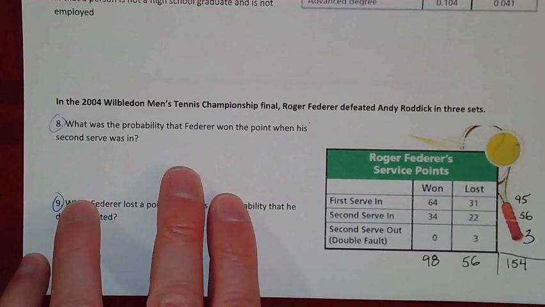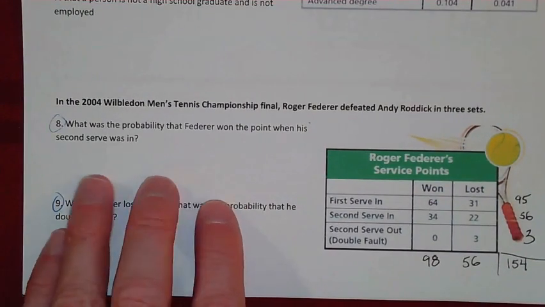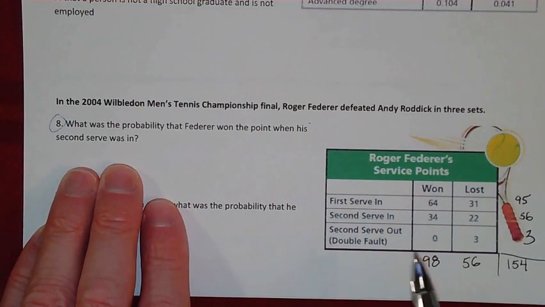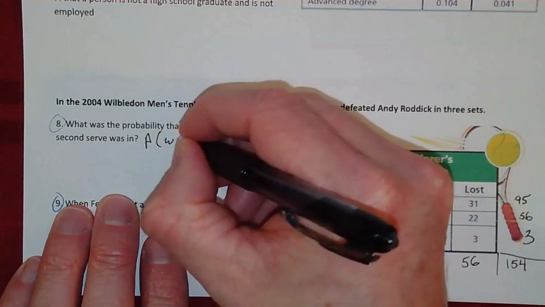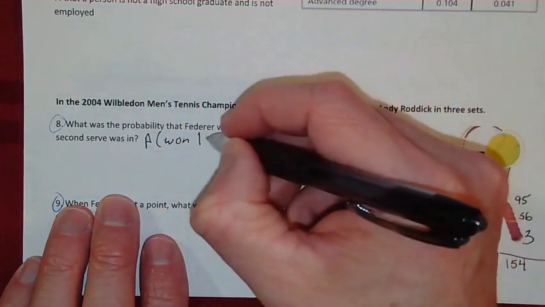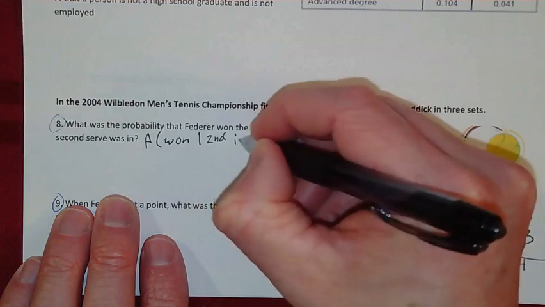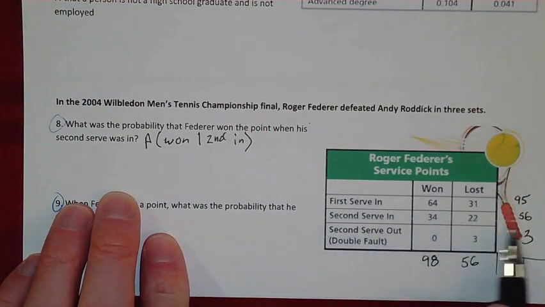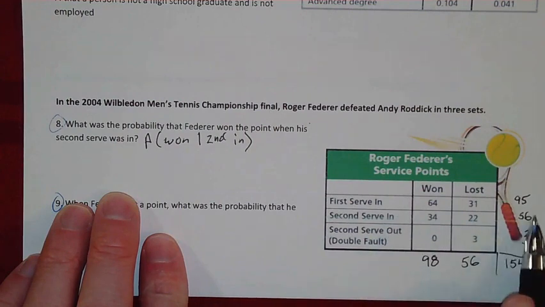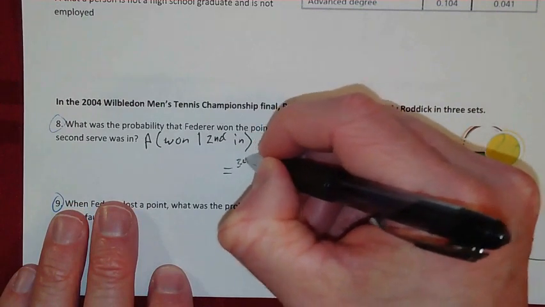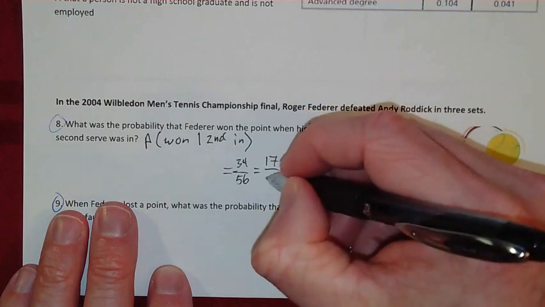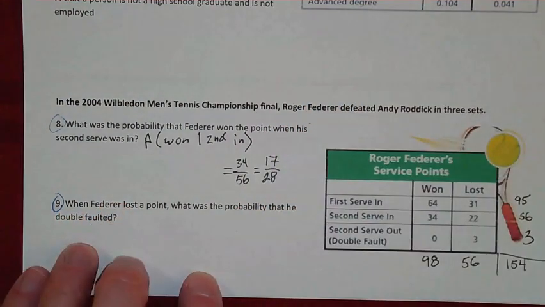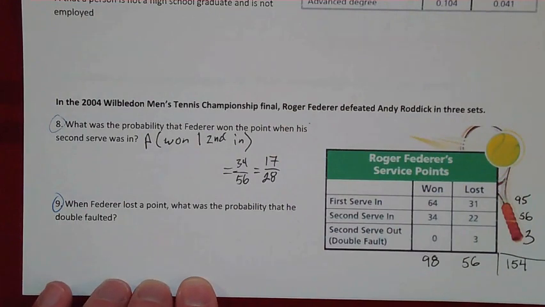What's the probability that Federer won the point when his second serve was in? So I'm only considering the second serve. I could say this is the probability that he won given second serve was in. Out of those 56 times, he won 34 of those. And then I'll reduce that to 17 out of 28. If you want to convert to a fraction, you can, but I will leave it like that.